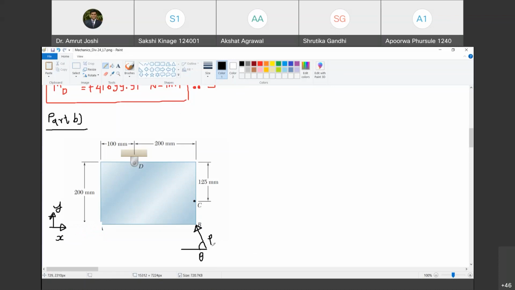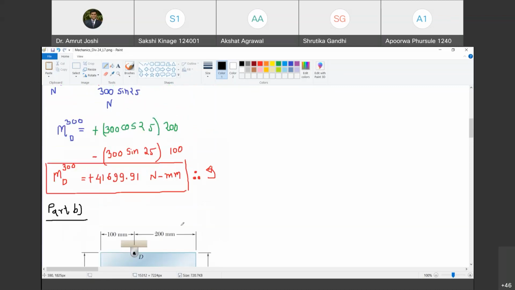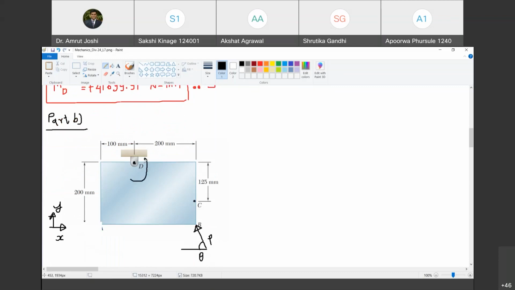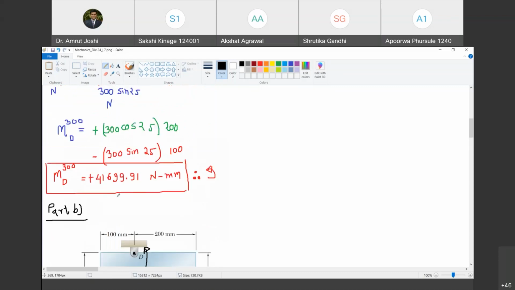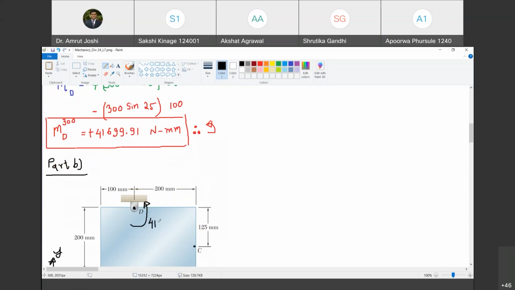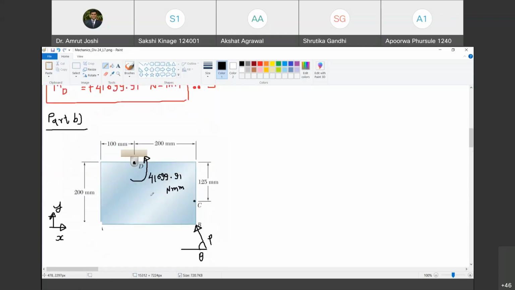So what is the smallest value of this force P which produces the same moment about D? So what is that same moment? That same moment is anti-clockwise with the magnitude of 41699.91 Newton mm. So now I am going to answer a reverse question. Do you understand that? Now I have been given the moment of a force. Are you with me? Yes, sir.